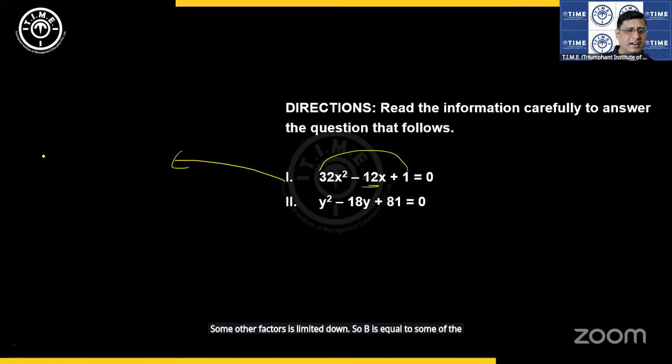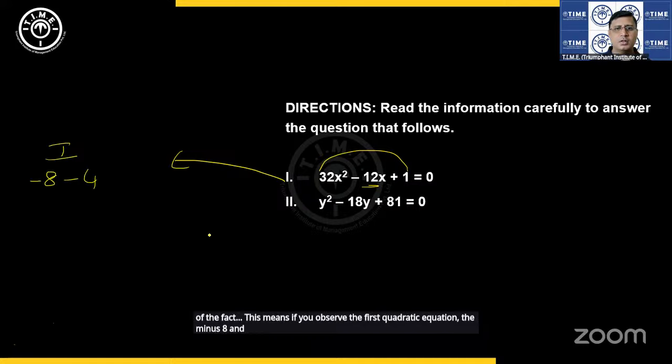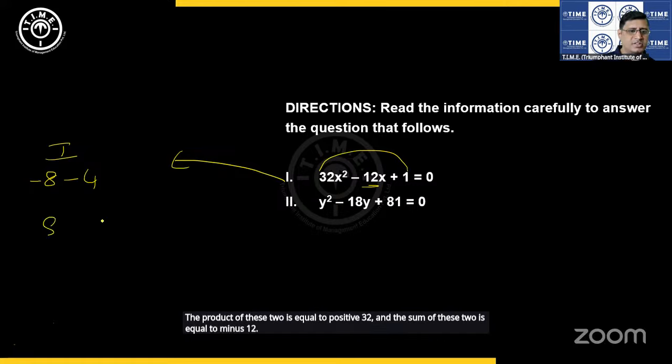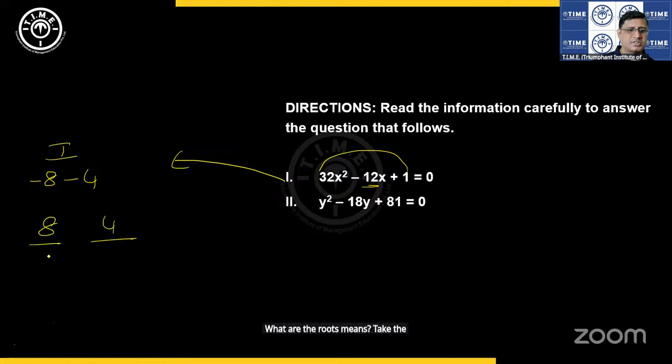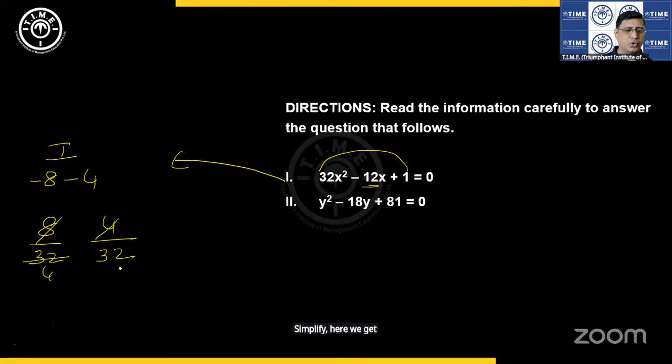Sum of the factors means, if we observe the first quadratic equation, minus 8 and minus 4. The product of these two is equal to positive 32 and the sum of these two is equal to minus 12. What are the roots? Take the same numbers with opposite sign and divide with the coefficient of x square. Simplify. Here we get 1 by 4 and 1 by 8.